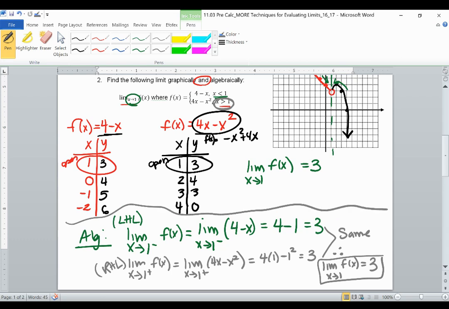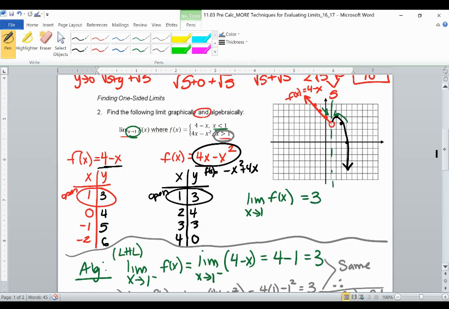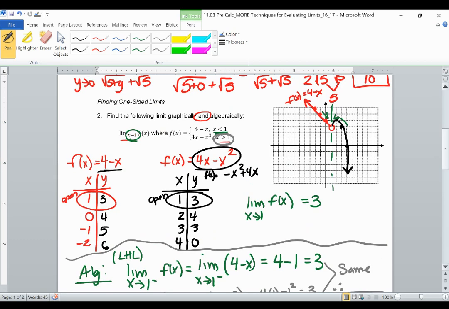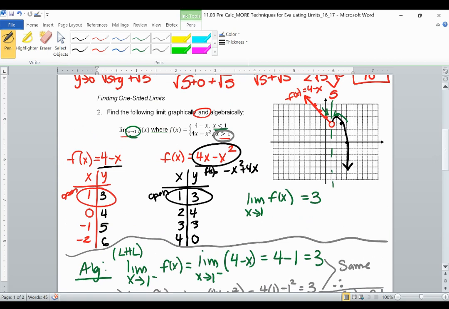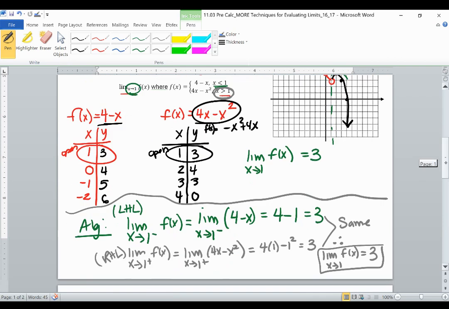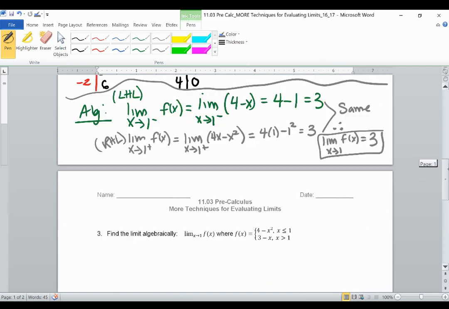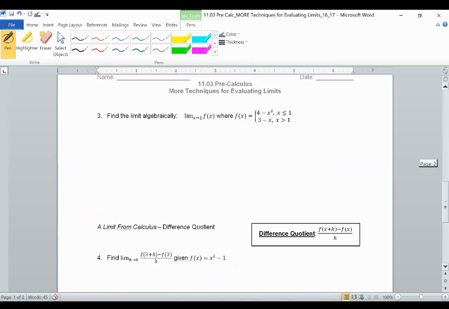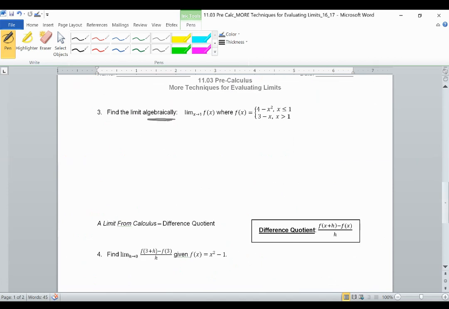Algebraically is probably a little bit faster, easier, but I wanted you guys to see the connection to the graph and why that works the way it does. So really make sure you take a look at that graph before moving on to number 3. And for number 3, I would like you guys to pause the video and give it a try on your own. And this one you're doing algebraically.